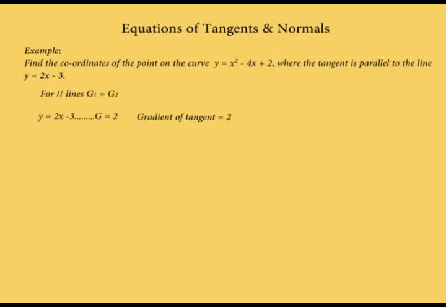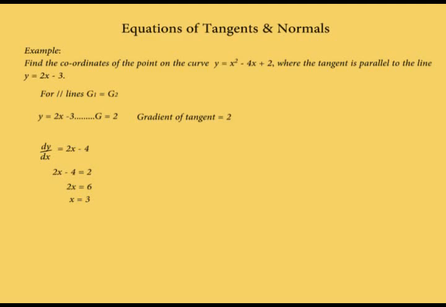Let's start with the x coordinate, and we need the gradient function first. dy over dx for our curve will be 2x minus 4. That is the gradient function, and we know the gradient is 2, so we find the x coordinate at that point. So we have 2x minus 4, we equate to the gradient 2. 2x is equal to 6, x is equal to 3. So the x coordinate at the point where the gradient is 2 we have found to be 3.